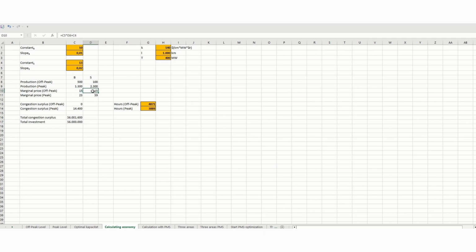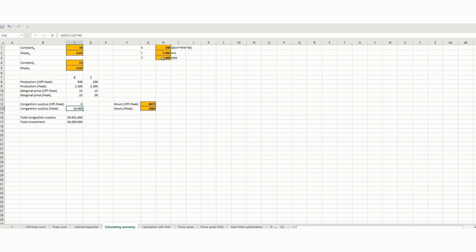And this is the marginal price in the two areas. There's no bottleneck, so they have the same area price. And here you can see the area price in B and S. As you can see, it is just multiplying the production with the slope and adding the constant value. And this is $23 and $59 per megawatt hour. So when we calculate the congestion surplus here, it is zero because they have the same price. But in the peak period, there's a price difference. So we multiply the price difference with the capacity of the line.